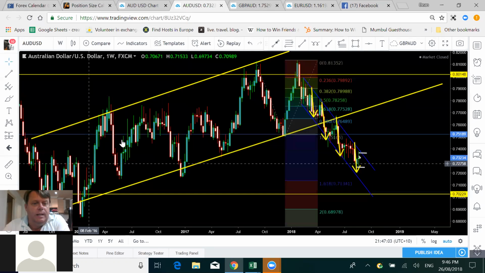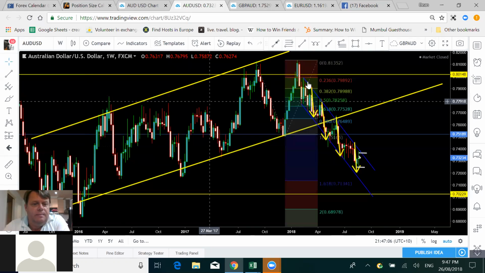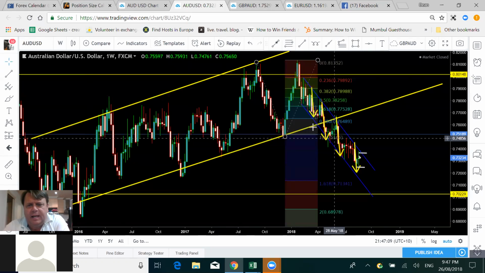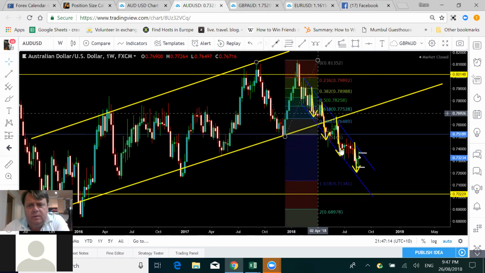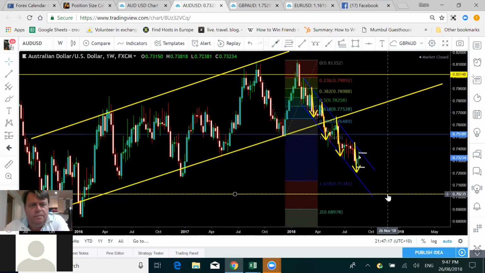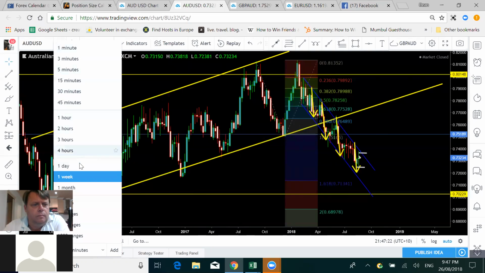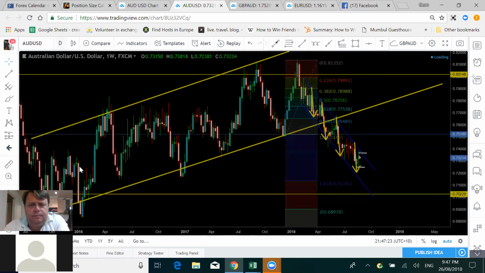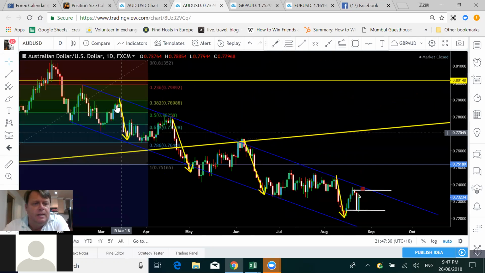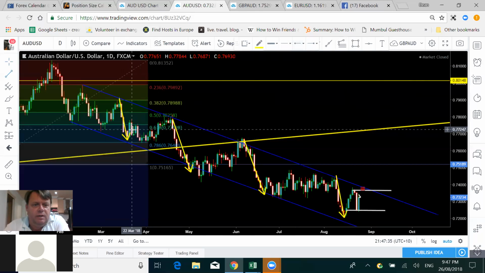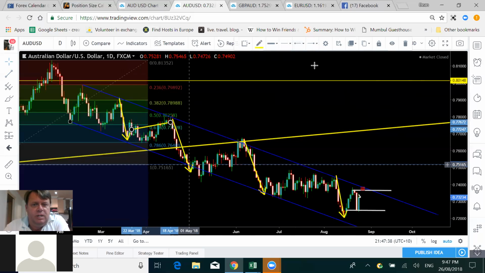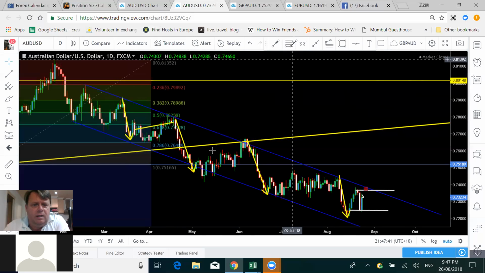On the weekly, again, this is that consolidation period, but we can see we've broken out of that consolidation range to the downside. So I think we're on our way back down to 70 cents over the next few weeks. Daily. You can see we've had this push down. Basically, we had this impulse down and then a flag, or just a consolidation period. We consolidated, then we had a push down, and then we consolidated.